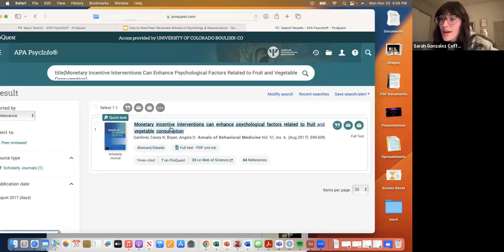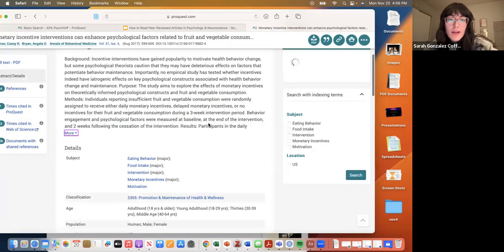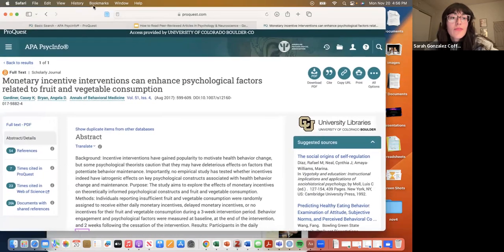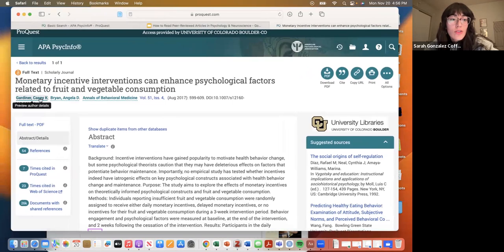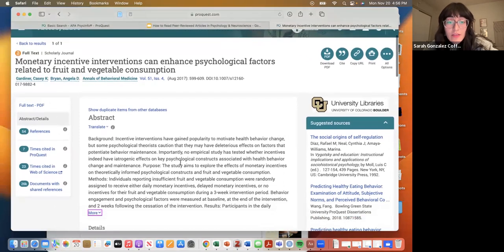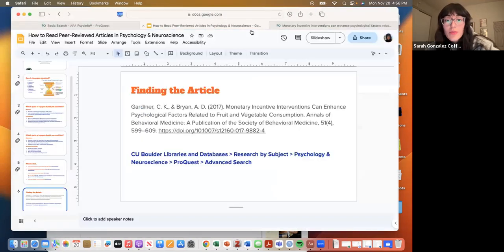You can see it popped right up, and CU pays for access to all of these. So if you were to just go through Google, you might not have the same access as you do here. So I'm going to go ahead and click on my article. First I want to confirm the information. So Gardner, Casey K, Brian, Angela D. Those are the correct authors. We see volume number 51 and issue number 4, publication year 2017, and we have our DOI there too. So all that information looks super consistent with what we just looked up here.